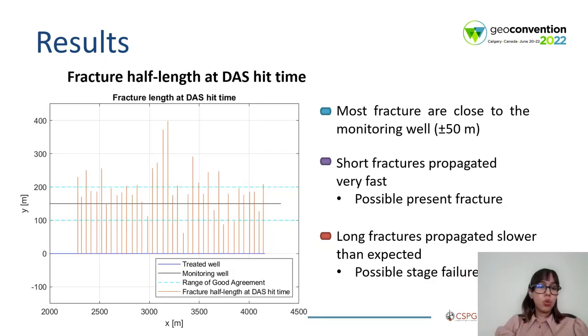The ones that are too short or too long are indicators that something unexpected happened at that stage. If it's too short, we could say that the fracture was already there as it propagated very fast. And if it's too long, the cluster might have failed and the liquid might have traveled along the well until it found a fracture to propagate through, as it took a long time to reach the monitoring well.